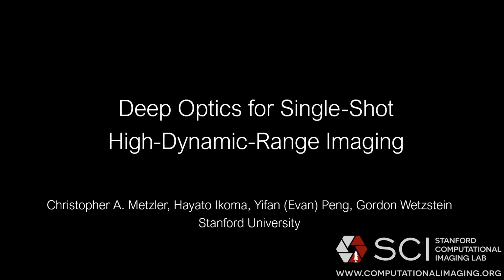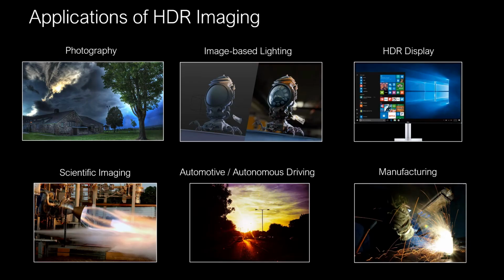This talk will describe how deep optics can be used to design a single-shot high-dynamic range imaging system. High-dynamic range imaging is important for many computer vision and graphics applications, such as photography, image-based lighting, high-dynamic range display, scientific imaging, autonomous driving, and manufacturing.